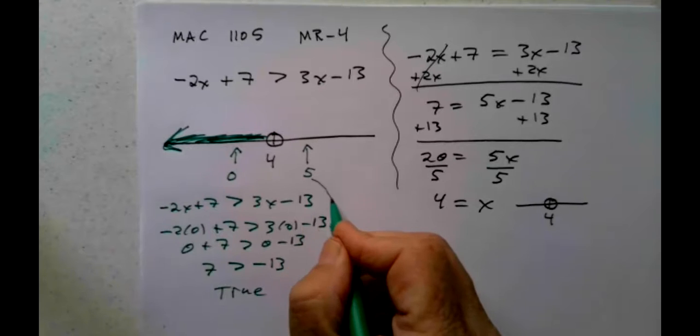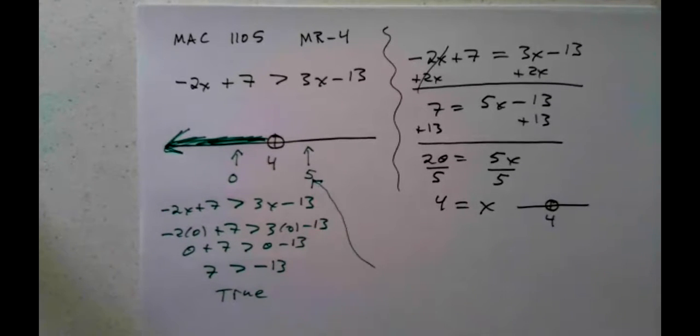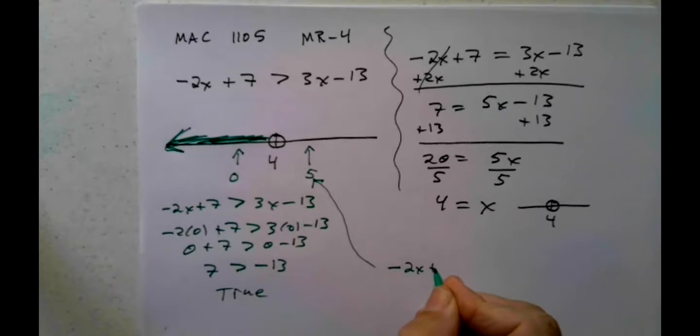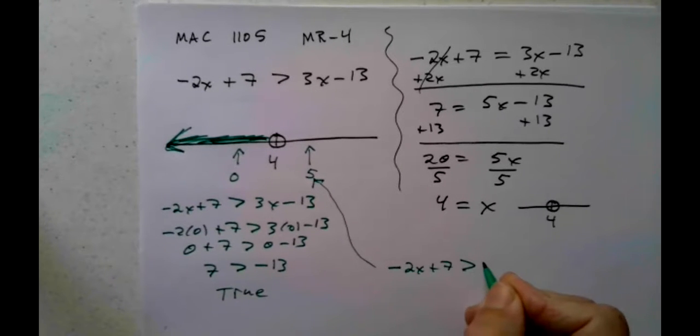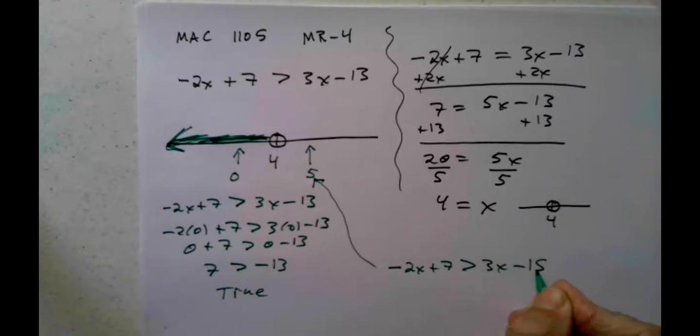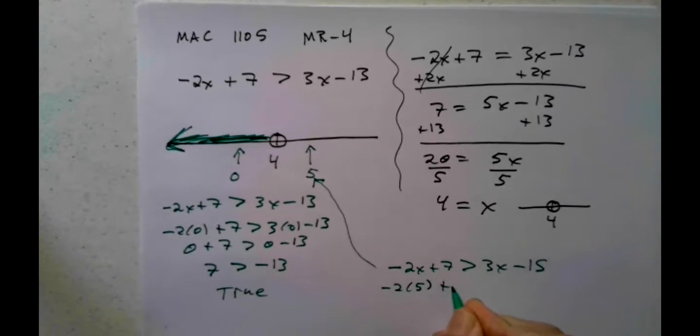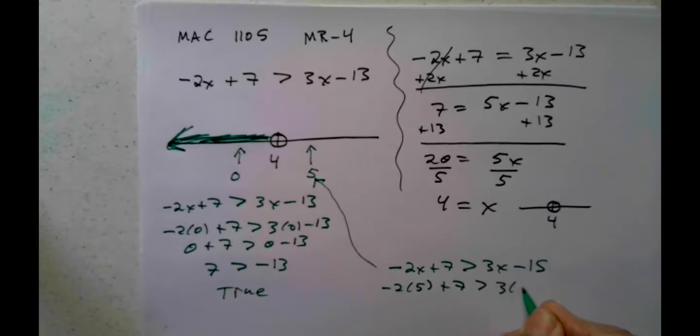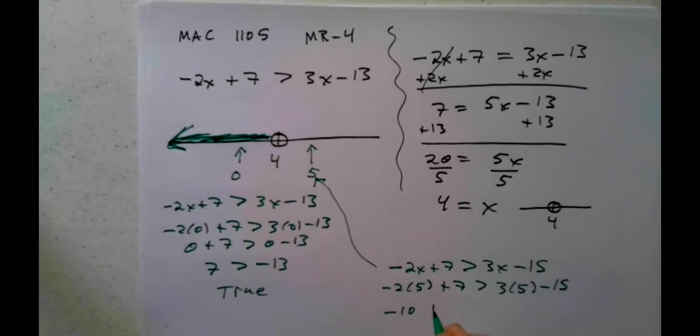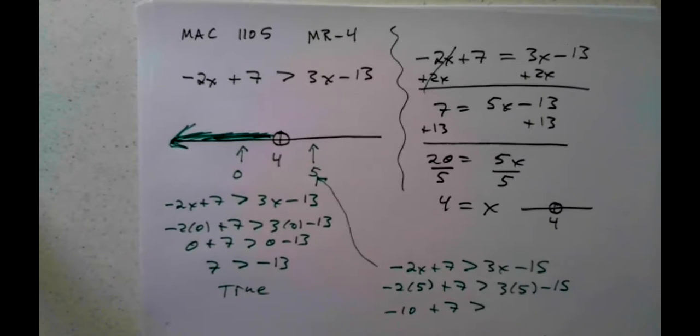Now what about 5? Again, our inequality was negative 2x plus 7 is greater than 3x minus 13. We're going to plug 5 in for x. Negative 2 times 5 plus 7 is greater than 3 times 5 minus 13. Negative 2 times 5, negative 10, plus 7 is greater than 3x minus 13.